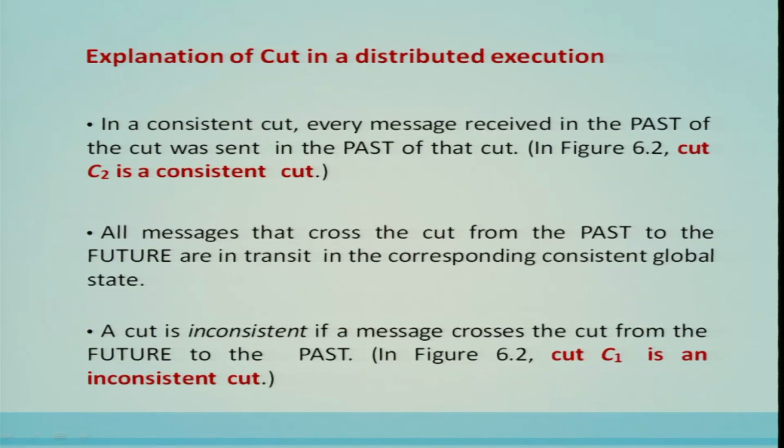Explanation of the cut in a distributed system. In a consistent cut, every message received in the past of the cut was sent in the past of that cut. That I have already explained. So all the messages that cross the cut from past to the future are in transit in the corresponding consistent global state. A cut is inconsistent if a message crosses the cut from future to the past.